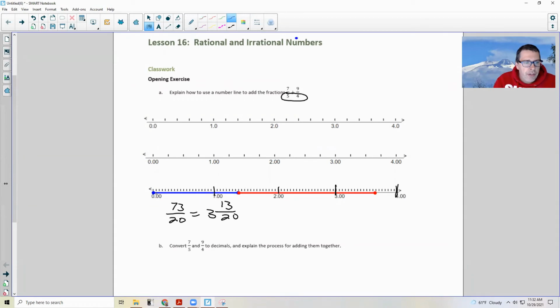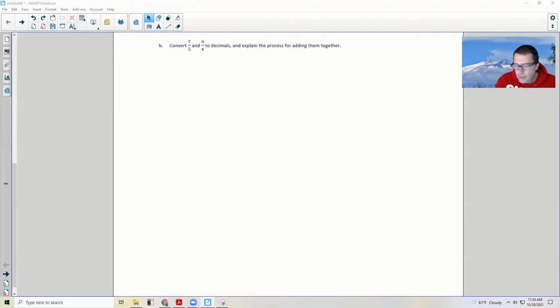Okay, so the distance 7/5 comes out to be 28 20ths. I'm just going to show this. Because to get to 20, we have to multiply by 4 over 4. 7 times 4 is 28. And then for 9/4, we have to multiply by 5 over 5, and 9 times 5 is 45. So this is going to be 45 20ths. And then when you add them, 28 plus 45 is 73. So we get 73 20ths, or 3 and 13 20ths. So that is how you use a number line to add fractions.